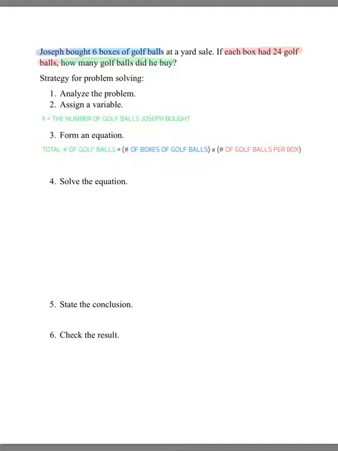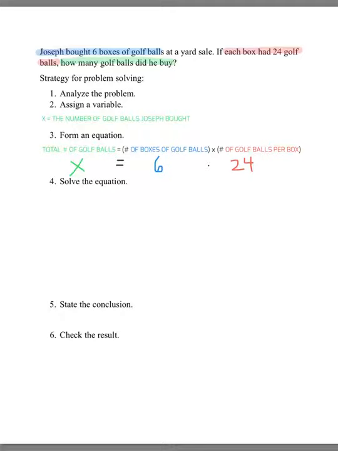And now let's go ahead and fill in that information. The total number of golf balls we know is represented by the variable x. So we'll go ahead and fill in x. And that's going to be equal to the number of boxes of golf balls. Well, we know Joseph bought 6 boxes of golf balls. So we'll fill that in with 6. And now that's being multiplied by the number of golf balls per box, which is 24. So there we go. So that's our equation.